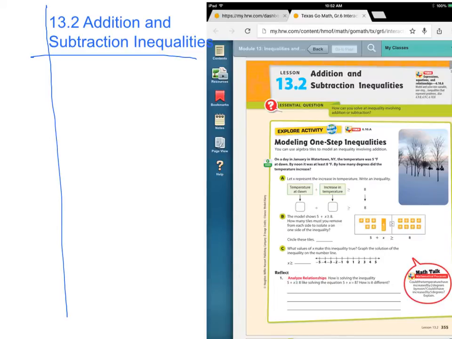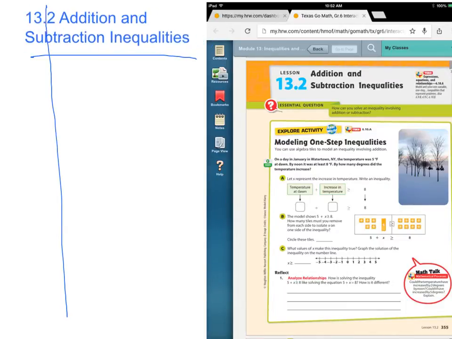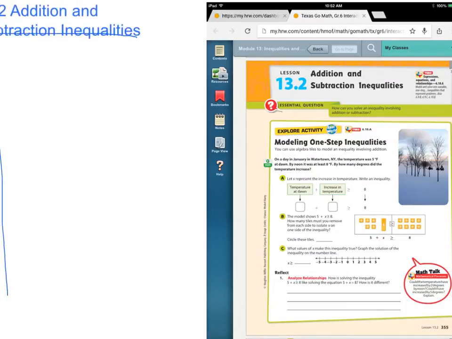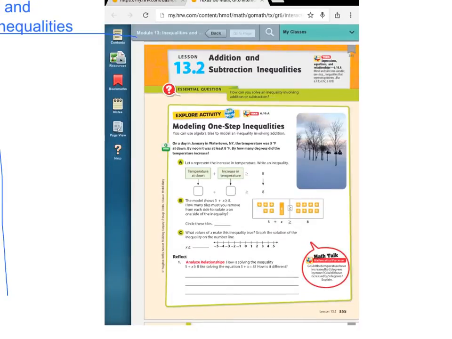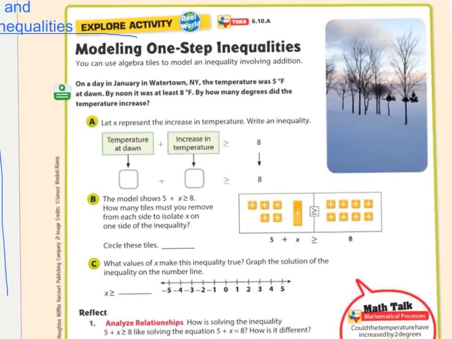Go ahead and set up your Cornell notes. I've noticed that students are not writing titles down on their Cornell notes. Please do that. I have it typed up here, 13.2 Addition and Subtraction Inequalities. And then we can just move that out of the way, and let's look at our real life story problem.